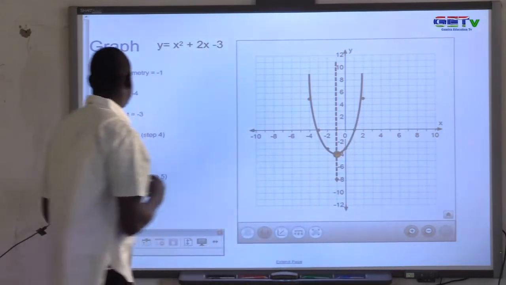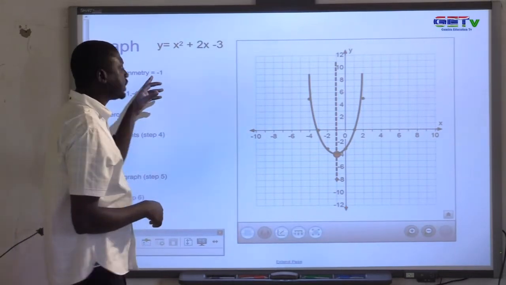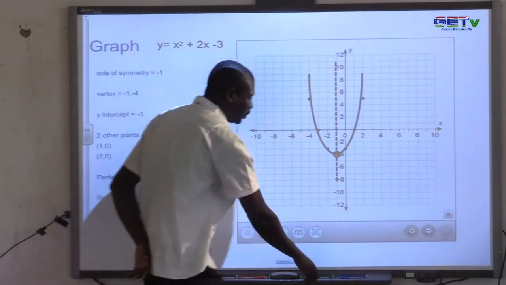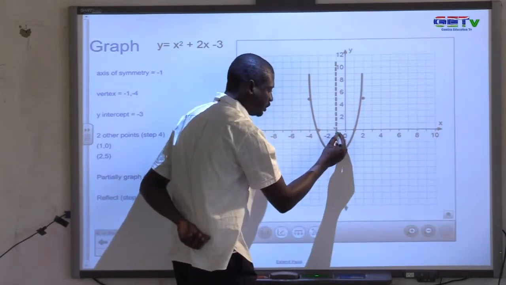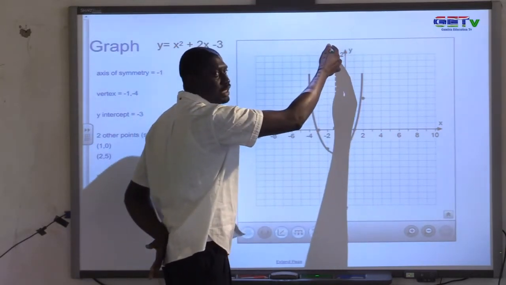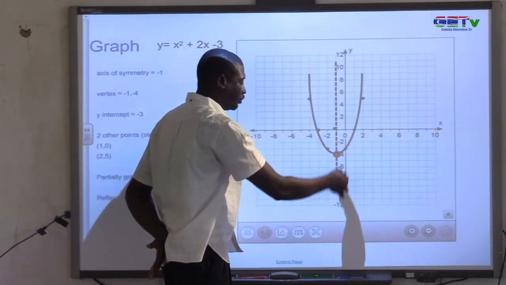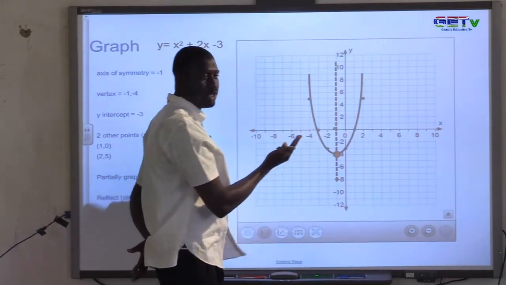So let's follow. Step 1, the axis of symmetry. The axis of symmetry is when x equals -1. This is the x-axis at this point. This is why the line is drawn, a vertical line, from the top down. This line divides the parabola into two equal halves.